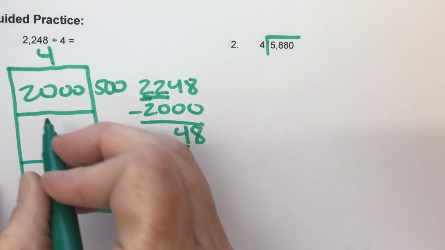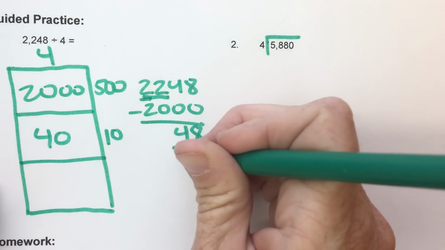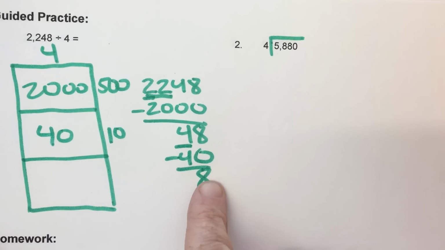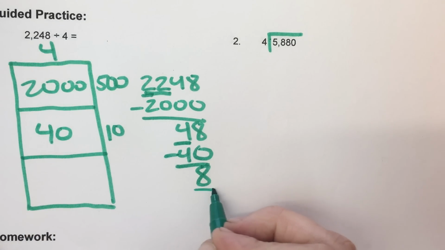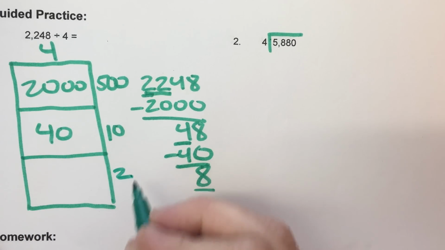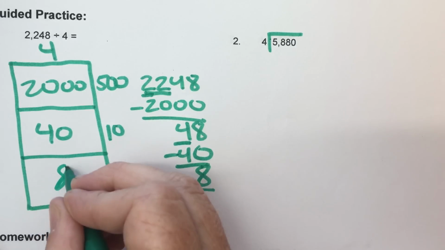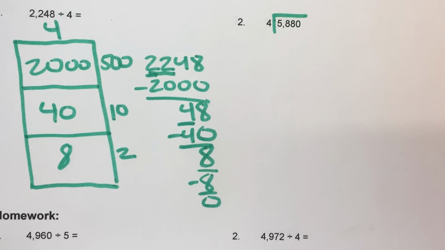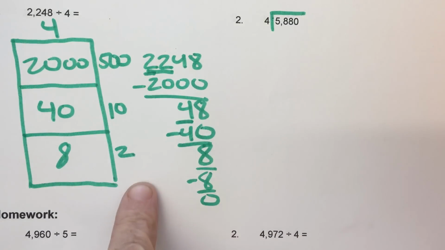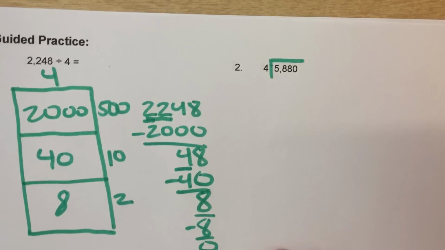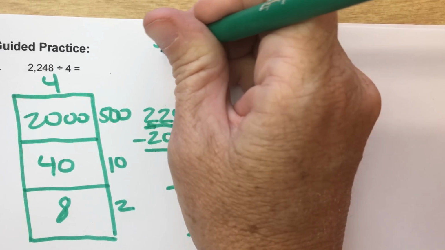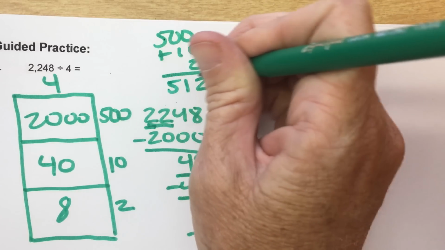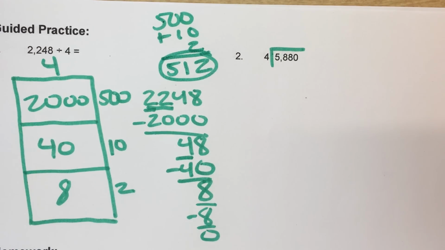Okay, 4 times 10 is 40. And then I'm going to subtract. And I'm going to keep going until I have nothing left. 4 can fit into 8 twice. So I put a 2 there. 2 times 4 is 8. And then I'm going to subtract, and I have nothing left, which means I can stop, and I'm going to add up my partial products. So I'm going to come up here and maybe do it. 500 plus 10 plus 2 gives me 512. So my answer is 512.